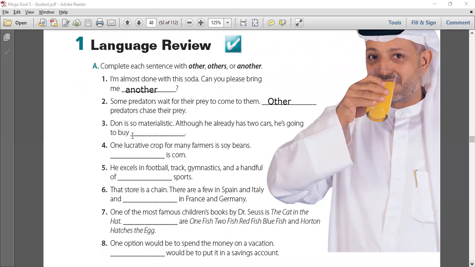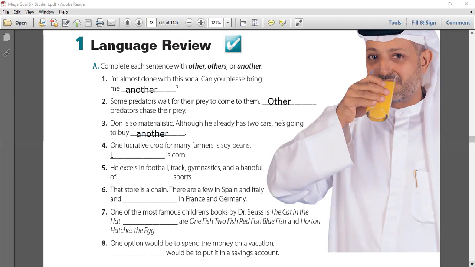Number 3. Don is so materialistic. Although he already has 2 cars, he's going to buy another. Yes, I think another would be correct. Thank you, Rahaf.